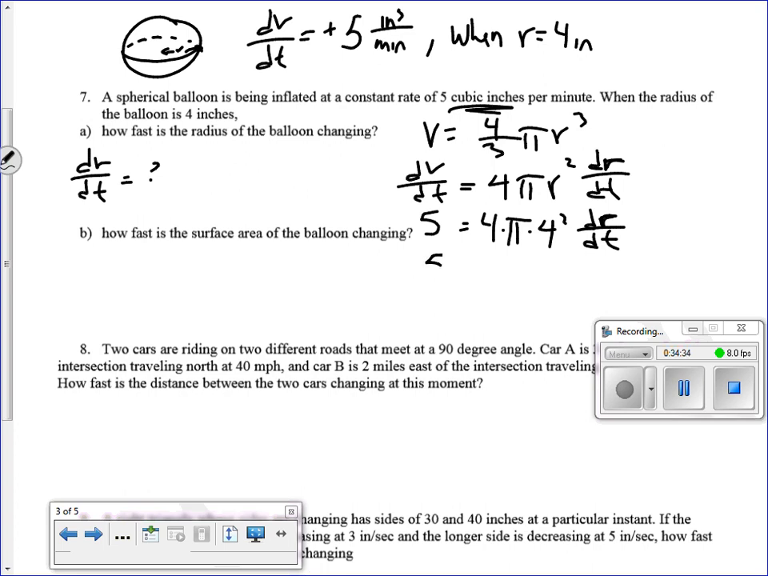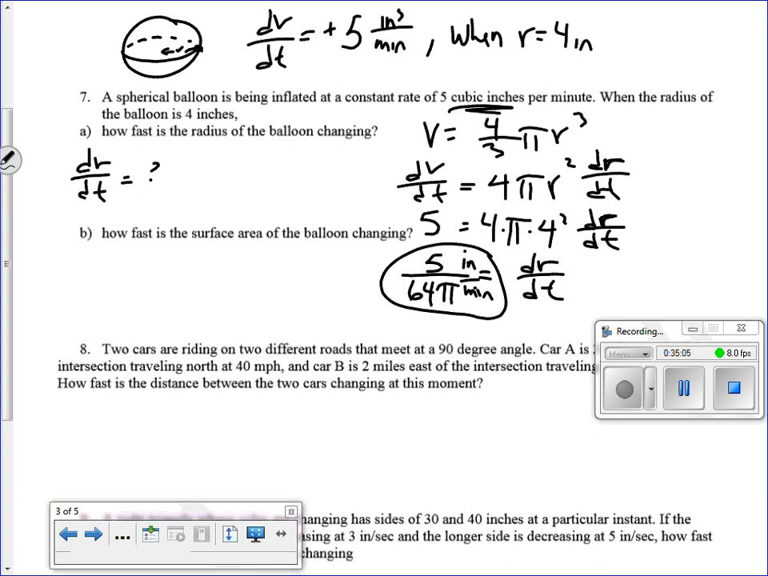So if we divide each side by 64 pi, we can solve for dr/dt, which is what we're looking for. And the units, because length is measured in inches here, would be inches per minute. So just squeeze that in here, inches per minute. So that would be the answer to part A. How fast is the radius changing? That's dr/dt. Now we know what dr/dt is, we can answer the second part.